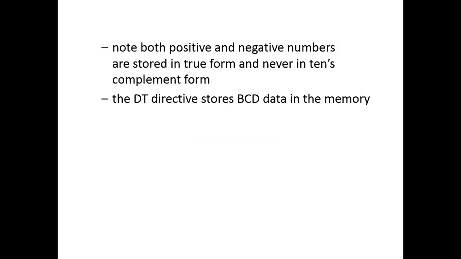Note that the positive and the negative number are stored in true form, that is nothing but the decimal form, and it is never a tens complement form. In a signed integer, the negative number is stored in the two's complement form. It is nothing like that with respect to BCD. It is just in the true format of the negative number, and the assembler directive DT is used to represent BCD data in the memory.